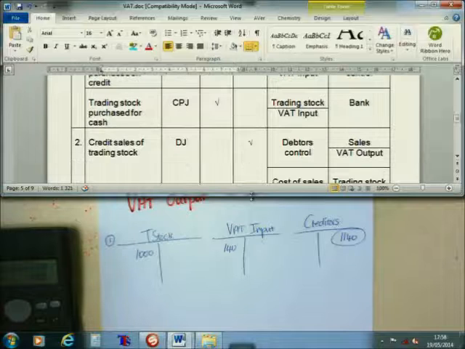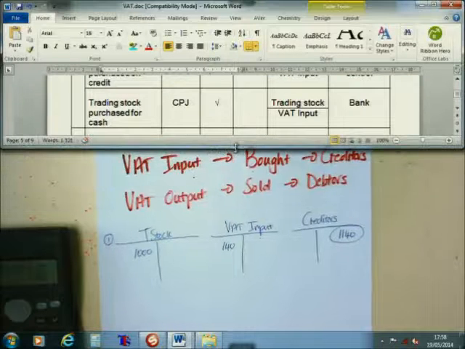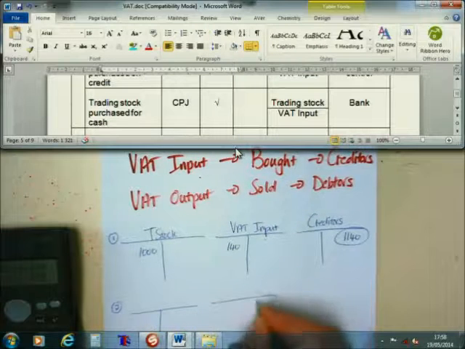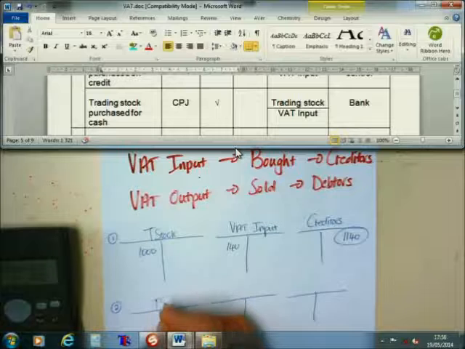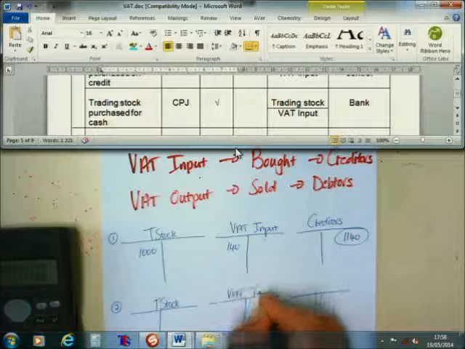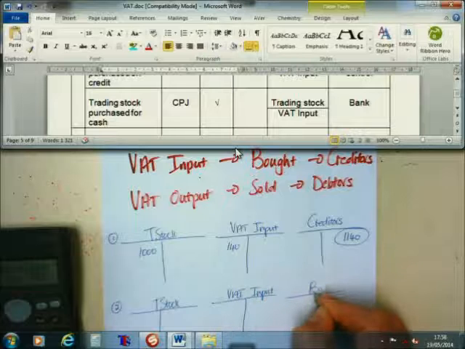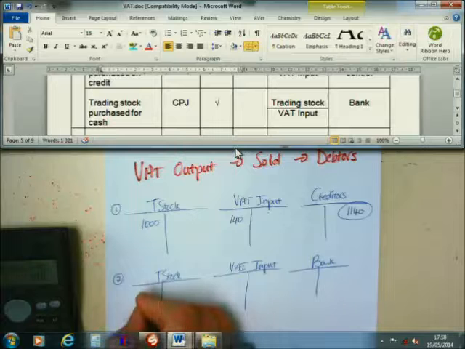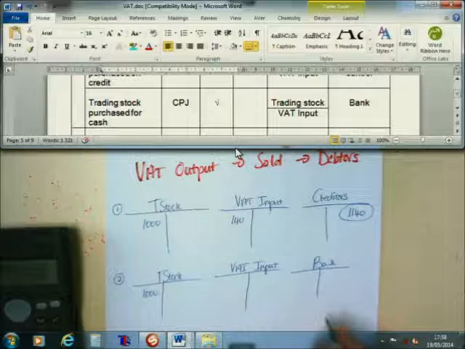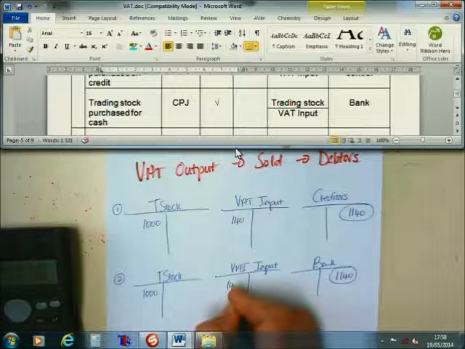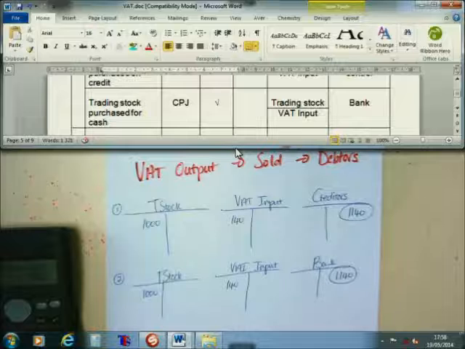Number 2. Trading stock purchase for cash. We bought trading stock. Because we bought it's VAT input. And we've got the bank there because we bought for cash. So we bought trading stock to the value of 1,000 Rand. It cost us 1,140 Rand. And the 140 Rand was VAT input.